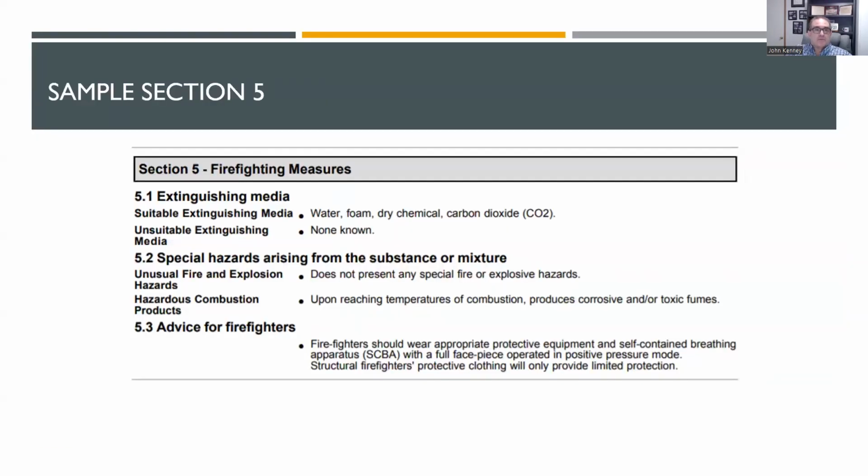Section 5, example. Extinguishing material. Suitable extinguishing material: water, foam, dry chemical, CO2. Unsuitable extinguishing material: none known. Special hazards arising from substance or mixture: does not present any special fire or explosive hazards. Upon reaching temperatures of combustion, produces corrosive or toxic fumes.